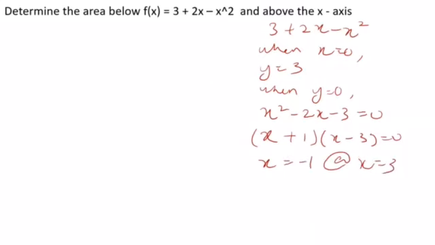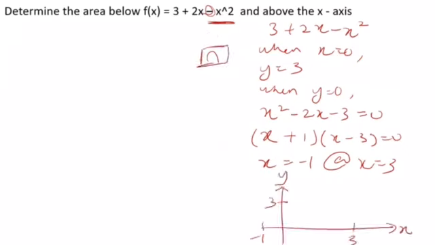From the question, we know that it is negative x squared. Usually the graph will be like this or this. Since it is negative, we know it is this one. So this is our graph. This is the area that we want to find. So we just integrate everything.